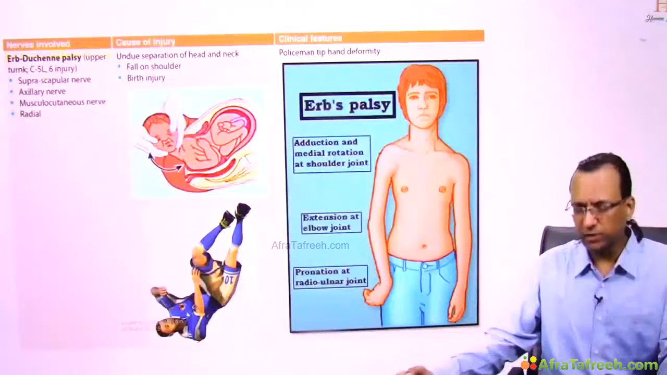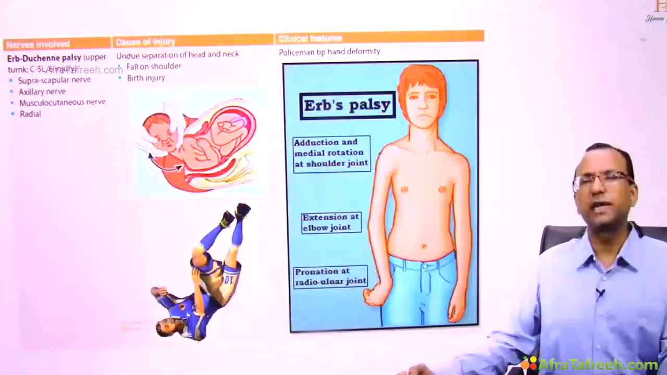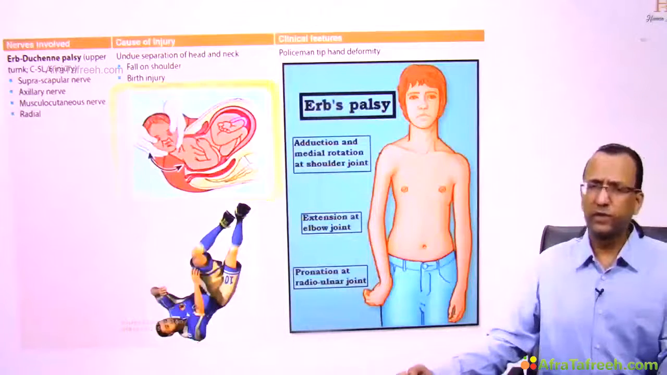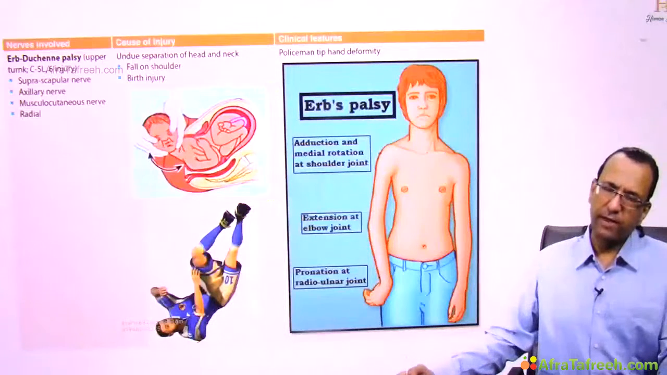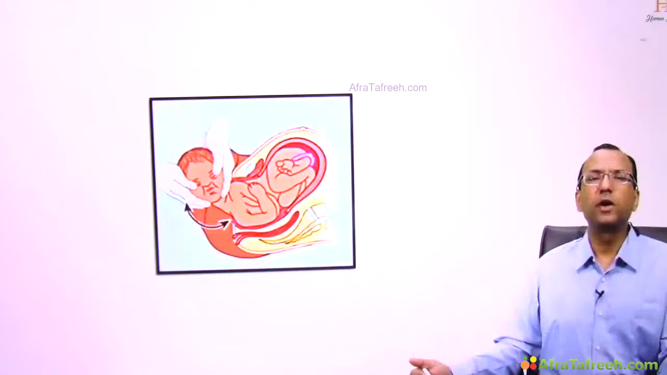But at this moment, see what the etiology is. What is the etiology of Erb's palsy? Birth injury and sports injury. What kind of birth injury? The mother is having difficult labor and you're trying to pull the baby out, and there is undue separation of the head and neck. Which trunk will be pulled? That will be the upper trunk of the brachial plexus, leading to Erb's palsy.